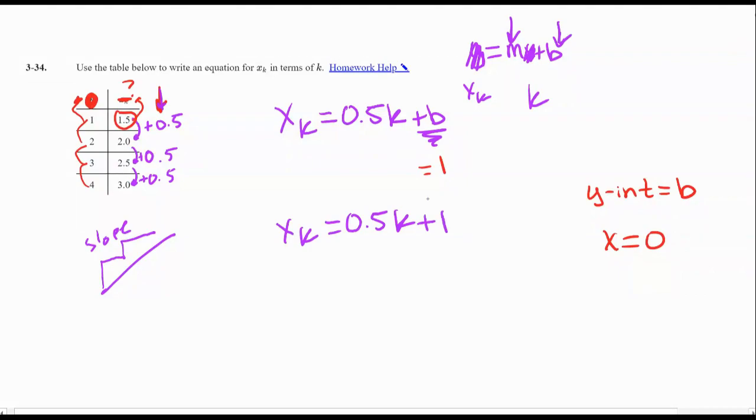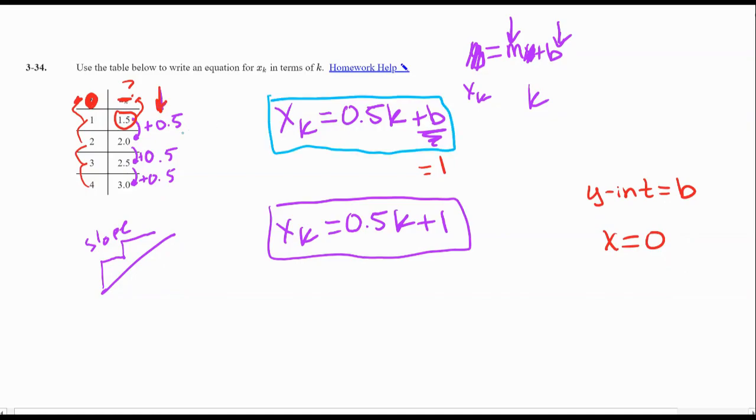Now, the second possibility, I'm going to do the second one in blue here. If we get to this point, we could always just plug in one of the values from my table into my equation, right? So let's say 2 and 2. That looks nice and easy. I'm going to plug in 2 for x of k. I'm going to plug in 2 for k. And then I'm just going to solve for b.